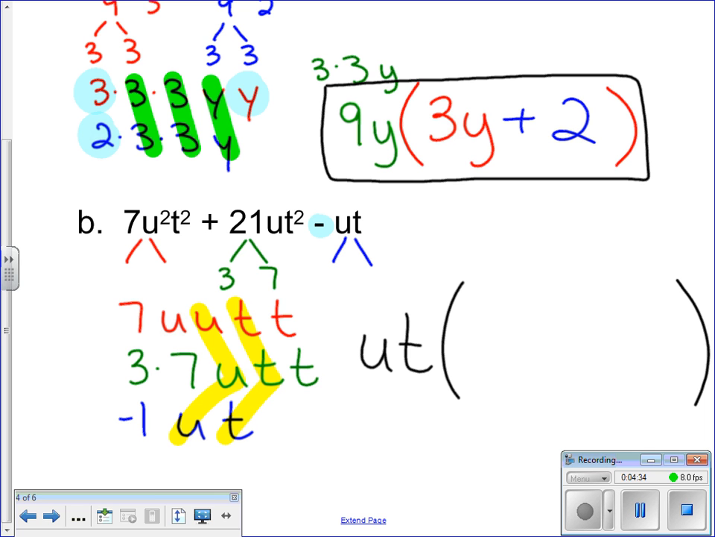In the red part, that's 7UT. The green part, 3 times 7 is 21T. In the blue part, the only thing that's not highlighted was the minus sign, so I'm going to put minus 1. Now, if you were to perform distributive property and multiply that parentheses times UT, you would get the original problem. So that's how you factor. Put the greatest common factor in the front. Anything that's not part of the greatest common factor goes in the parentheses.